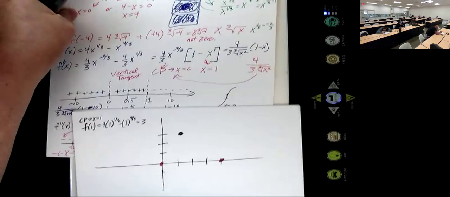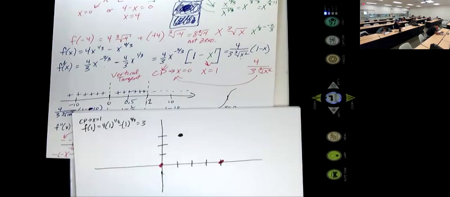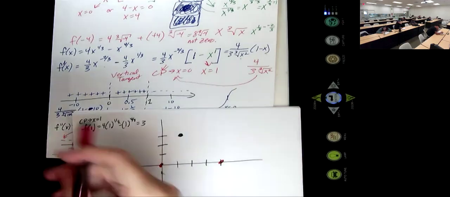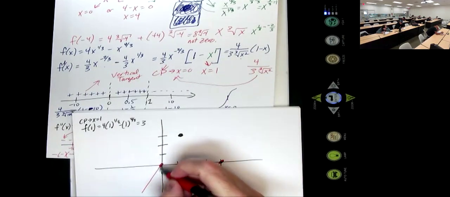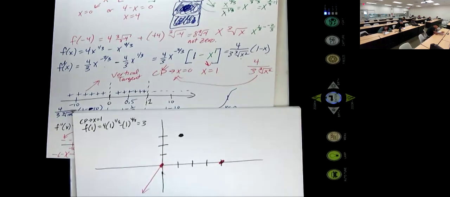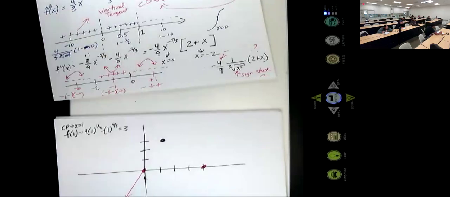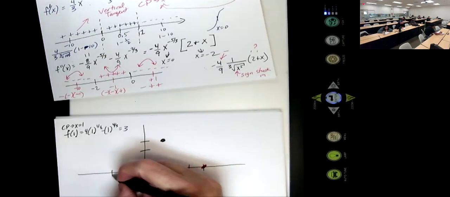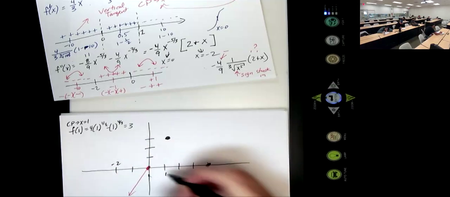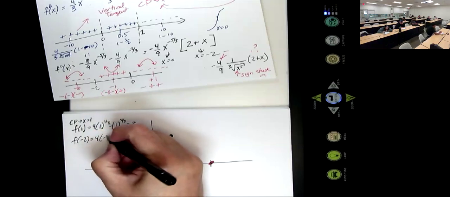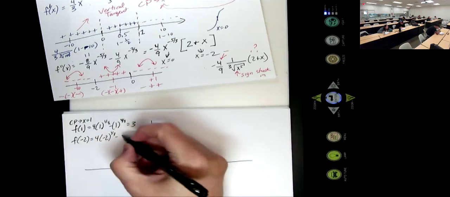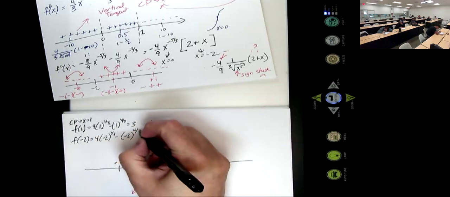Now, we look at our slope. If it's increasing as it goes up to 0, it's doing this, which means it's gotta be coming like that. Maybe I should have done that in pencil, because we have some concavity issues there too. At -2, where's that at? F of -2 is 4 times -2 to the 1/3 minus -2 to the 4/3.